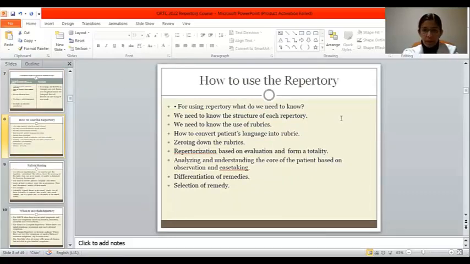So how do we use the repertory? For using repertory, what do we need to know? We need to know the structure of each repertory. We need to know the rubrics. We need to know how to convert the patient's language into rubrics. We need to know the zeroing down of the rubrics and repertorization based on evaluation, and how to form a totality. Then we have to analyze the case. We have to understand the core of the patient based on our observation and case taking skills. And then we need to differentiate the remedies, and then we select a proper remedy.